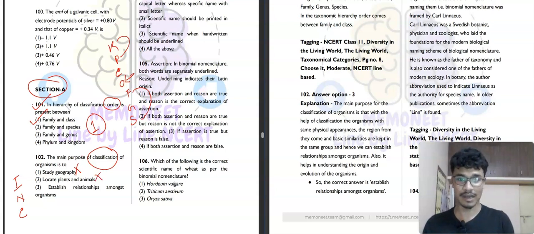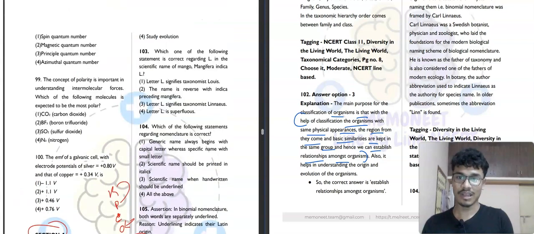Then, establish relationship amongst the organisms. It is absolutely correct. With the help of classification, using the same physical appearances and the region they come from, we can identify these sorts of characters. Organisms with basic similarities are kept in the same group. Hence, we can establish relationships among the organisms. The third option is our correct answer here. Let's see the other option as well: study evolution. Study evolution is not correct for classification either.